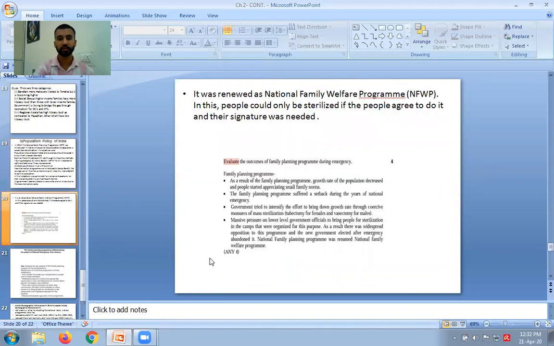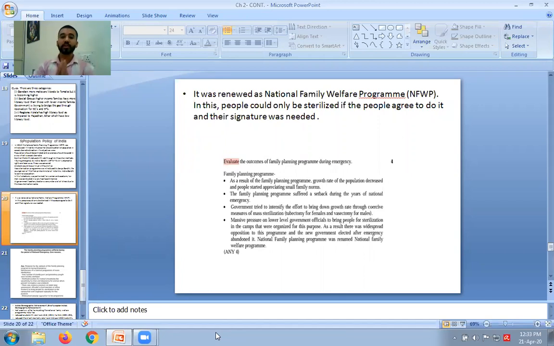So after that, what happened? During the emergency, the government was doing all these things, but after the national emergency, the government was replaced by another government. Then the Janata Party came after the Congress Party, and at that particular time, Morarji Desai was Prime Minister of India. And that government did what? That government changed the name of this policy because this policy was not considered good. As far as local people are concerned, they were assisting the forceful activities that the Congress government was doing.